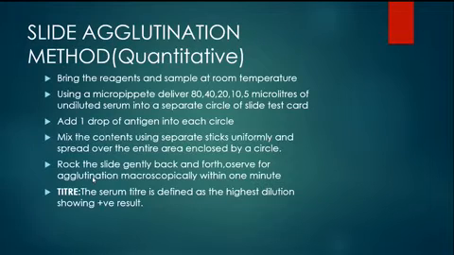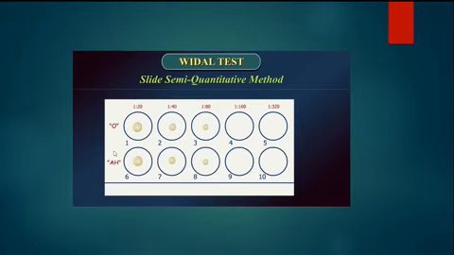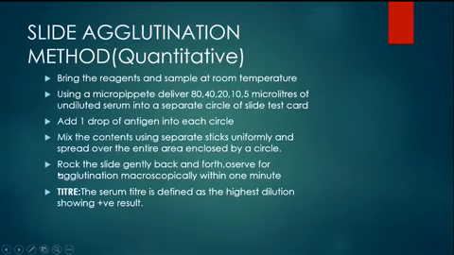After that, mix the contents using separate sticks uniformly and spread over the entire area enclosed by a circle. The sticks come along with the kit of this test, and the entire area of the circle is enclosed by mixing these reagents. Now rock the slide gently back and forth. Observe for agglutination macroscopically within 1 minute.